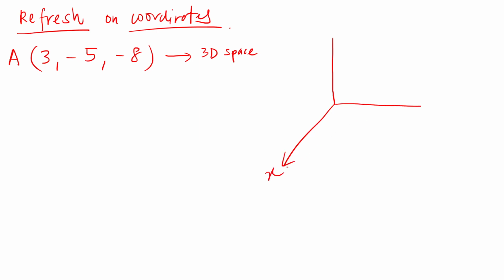So let's say this is X, this is Y, this is Z. So this would be your coordinate for X axis. So 3. So 1, 2, 3. So this is 3 in the X axis. In the Y axis it would be -5. So -5, I'm going to have to go at the back here. So 1, 2, 3, 4, 5. So 5 is probably here.